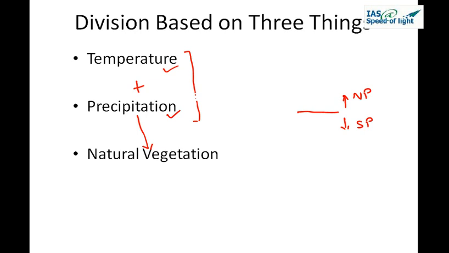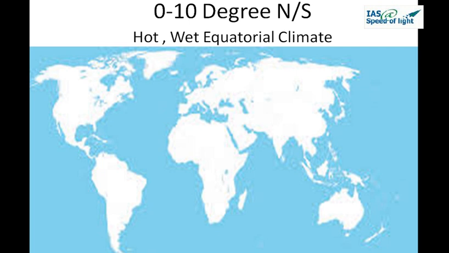Let us start now with the first climatic zone, which is between the 0 to 10 degrees north and south of the equator. So if this is the equator, this whole region is going to experience this particular type of climate. Let us mark here whatever we are saying. This is the South American part. This is the basin of the Amazon River, right?